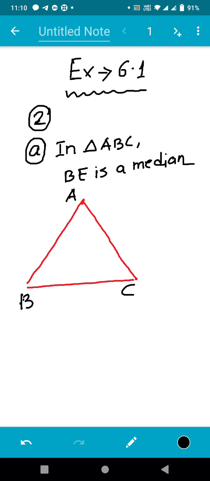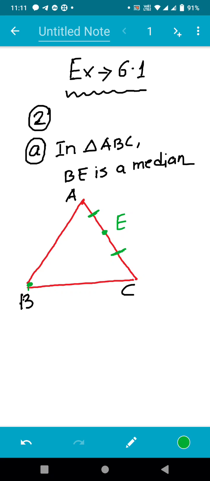Fine. So what is median? Median is a line which is drawn from a vertex to the opposite side, and it should meet the midpoint of the opposite side. So the first thing we'll do, if we draw any line from point B, students, from here, the line should join the midpoint of AC, isn't it? So first of all, we'll let this point E be the midpoint of AC. So AE and CE would be equal.